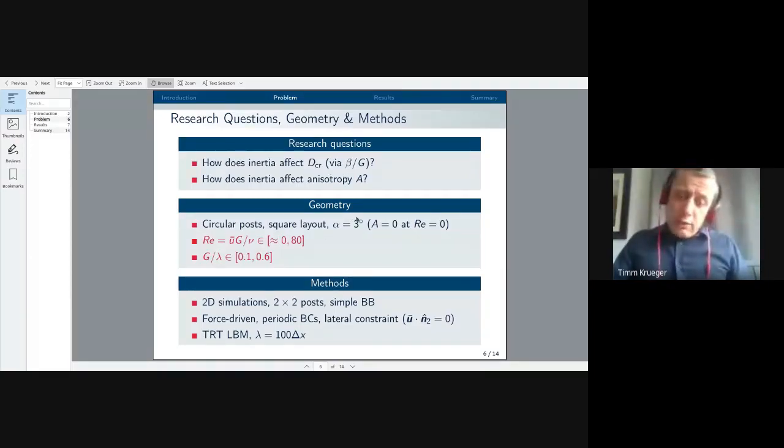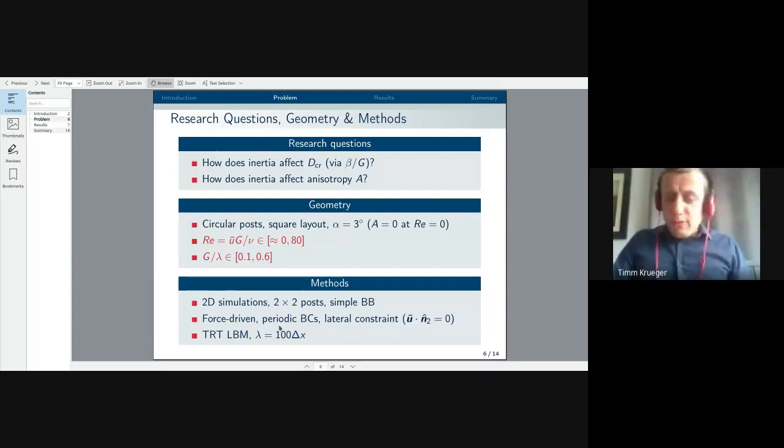For the geometry, we fixed the inclination angle, the incoming attack angle of the flow, to 3 degrees. We also use circular posts and a square layout, which means that at Reynolds number 0, the anisotropy is also 0. We know that for sure. The Reynolds number is varied between 0 and 80, and the gap size divided by the periodicity length of the system is between 10 and 60%.